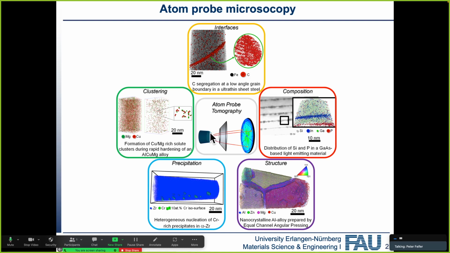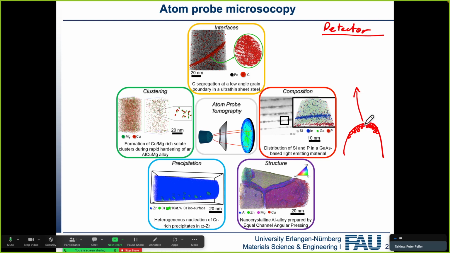The basic principle is that we have some kind of tip on a nanoscale, so that the individual atoms really become visible. That's got something to do with the amount of field that we need. We need a lot of field. Essentially we need so much field that individual atoms get ionized, and then they depart from the surface, and we direct them towards some kind of detector.